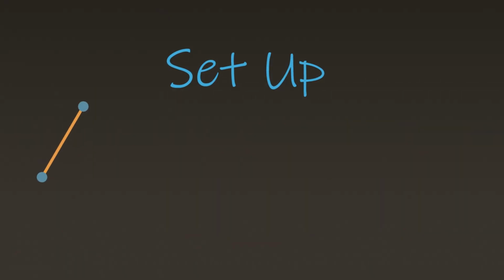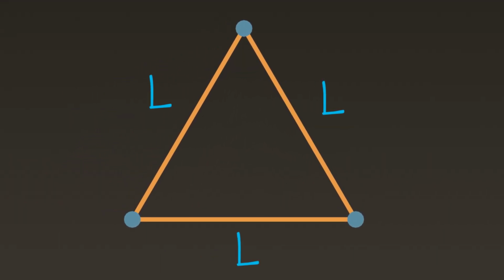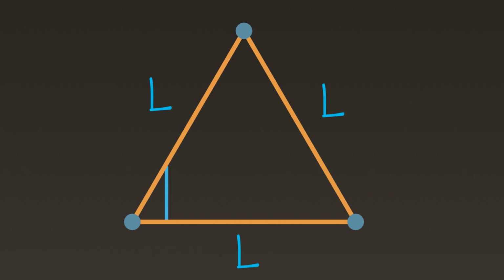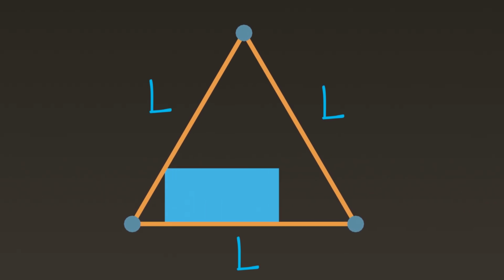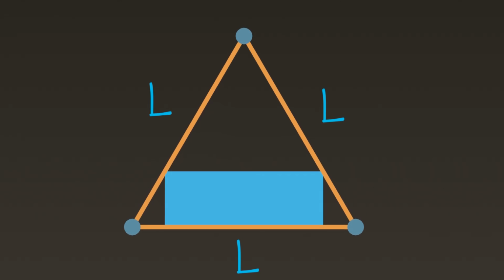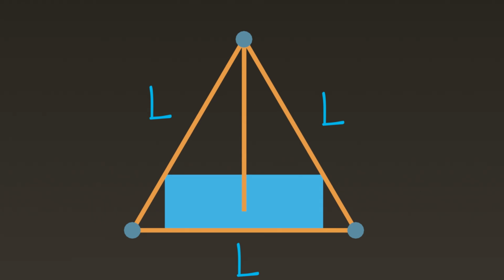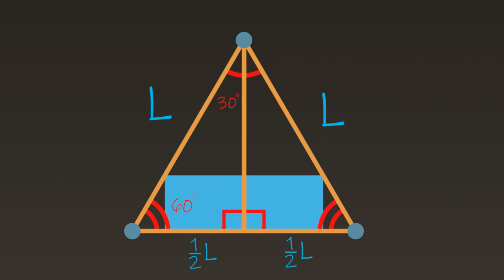To start, let's set up our equilateral triangle with side length L. Our goal is to create a function that expresses the area of a rectangle inscribed in this triangle, where one side of the rectangle lies along the base of the triangle. First, we'll split the equilateral triangle into two right triangles by drawing an altitude from the top vertex to the midpoint of the base. Each right triangle now has a base of 1/2 L, a height of square root of 3 over 2 L, and a hypotenuse of L.